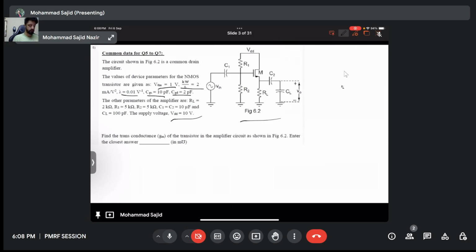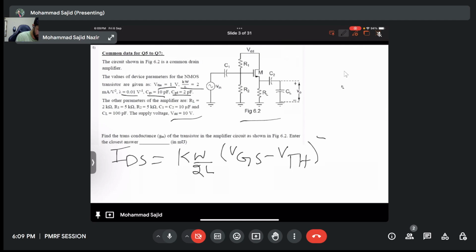as shown in the figure. So for the transistor, we know IDS is kW/L times (VGS minus VTH) whole square.